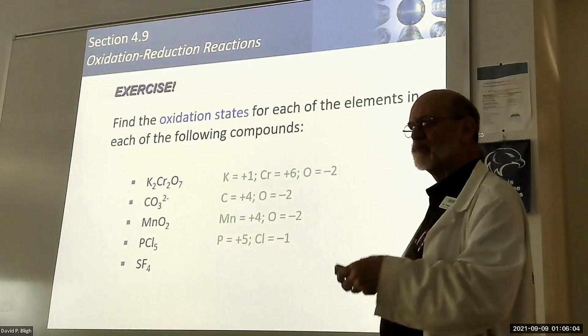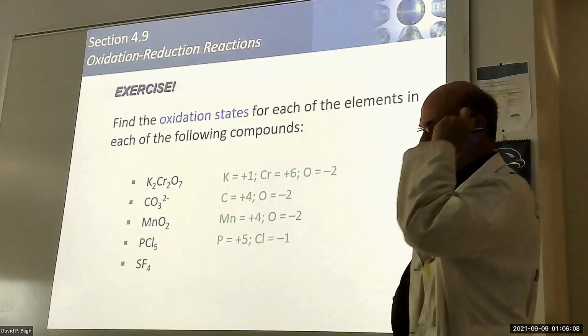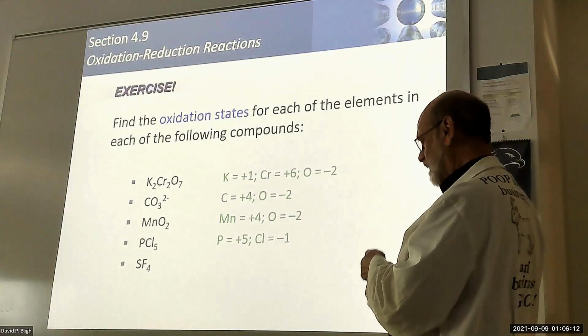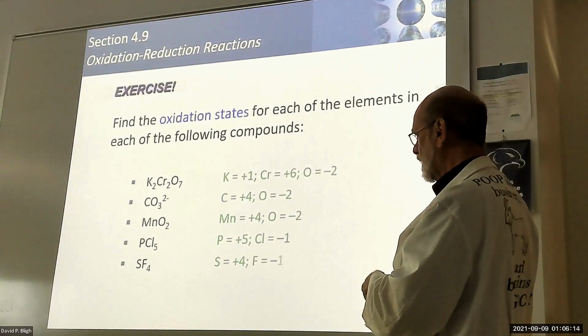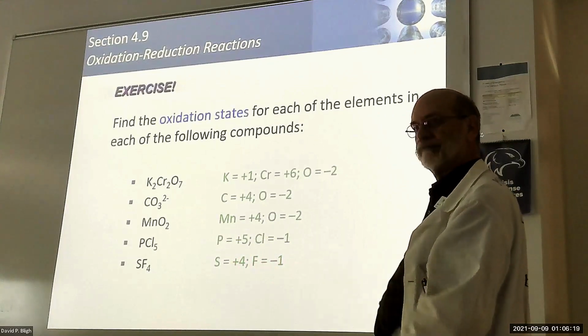And like I said, this is a bookkeeping scheme. This doesn't mean that it has a charge. This is just the way we're tracking the electrons. And then this one is easy because fluorine is always -1, and then sulfur has to be +4.